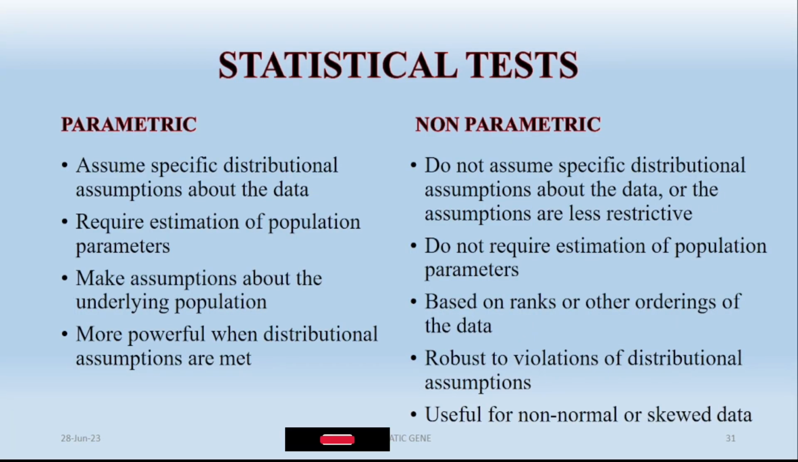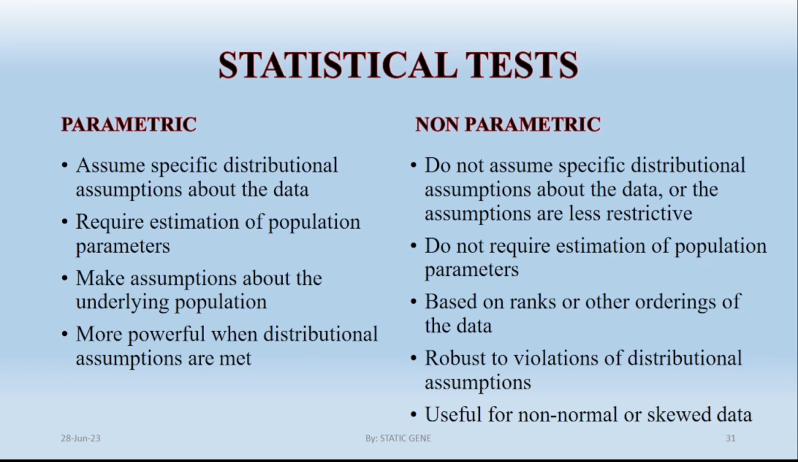Statistical tests. In the previous video, we talked about statistical inference, and we said that if we want to arrive at a conclusion about our data set, then we need to perform some statistical tests so that we can either accept or reject our null hypothesis. So mainly in statistics, there are two main statistical test categories. We have the parametric statistical test, and then the non-parametric statistical test.